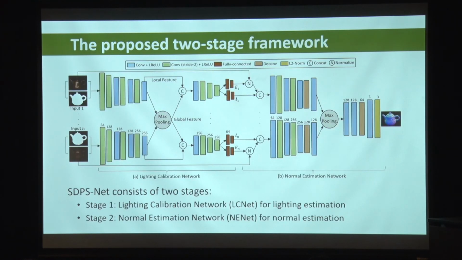So the structure is pretty similar to PSFCN, since they are from the same group. But what they need as input is not the lighting, it's actually the image and also a mask. And also they use max-pooling to fuse the features for the lighting calibration stage. And then the second stage is almost the same as PSFCN for the normal estimation.